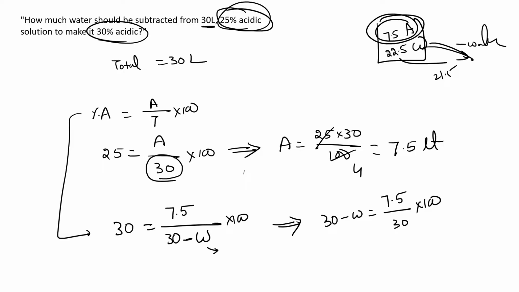Don't worry, you don't need to do this calculation. I will tell you the easiest way using ratio and proportions. You are going to get 25 here. So that means 30 minus W should be equal to 25, which means W should be equal to 5 liters.